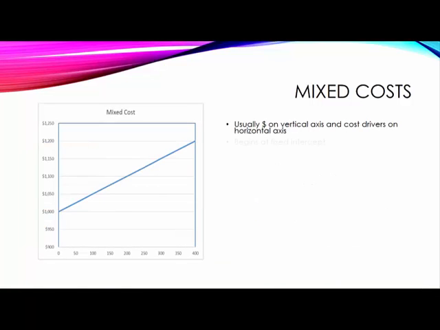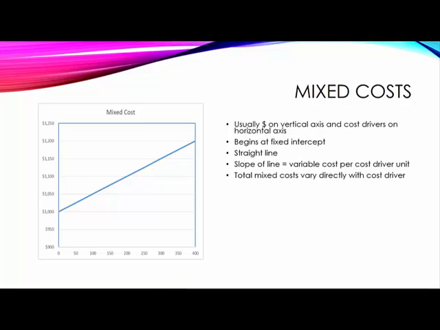The mixed cost puts it together. It begins at the fixed intercept. The $1,000 is our fixed cost for insurance. It's still a straight line. The slope of the line is still the variable cost per driver unit, in this case 50 cents each. The total mixed cost varies directly with the cost driver.